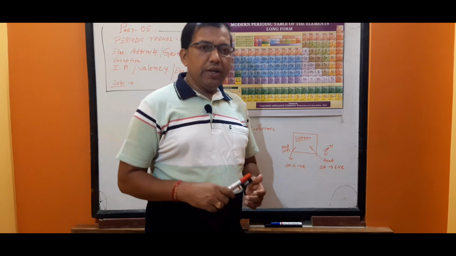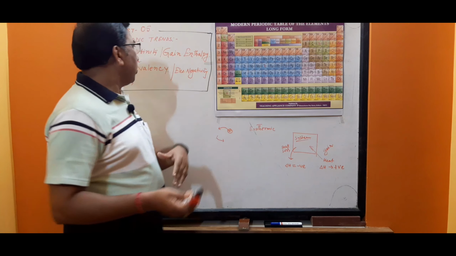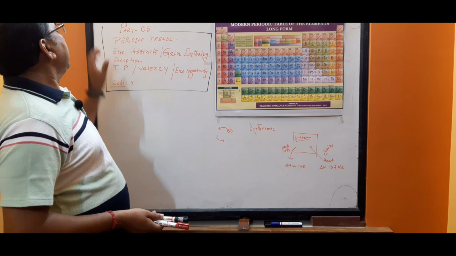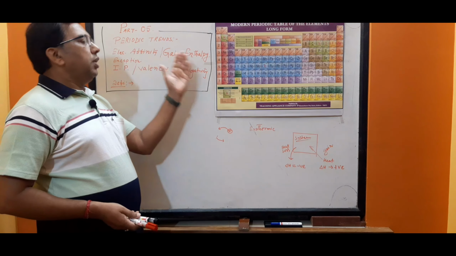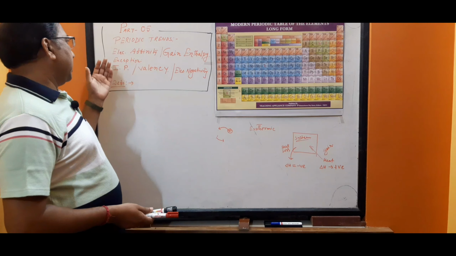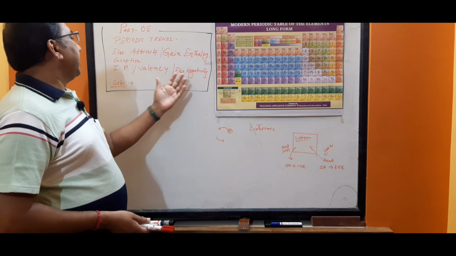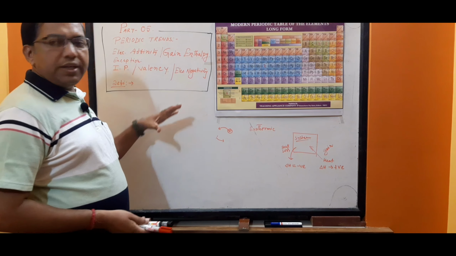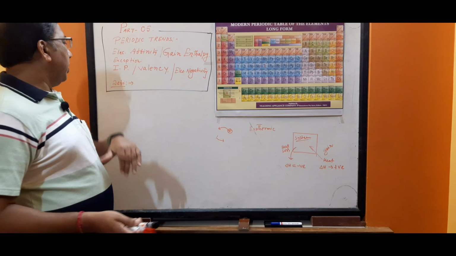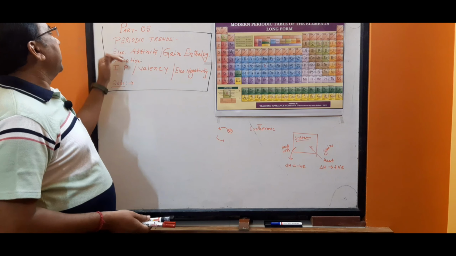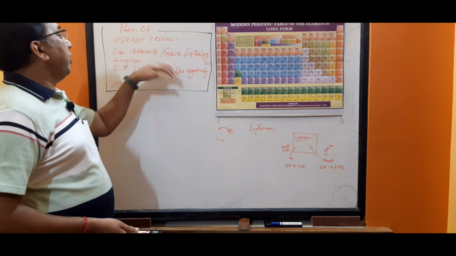Okay. So, today the main topics are: first, electron affinity, that is called electron gain enthalpy, then the exceptional rules, and ionization potential, valency, electronegativity. I will discuss all these things today. First, come to the definition of electron affinity. What is electron affinity and what is electron gain enthalpy?